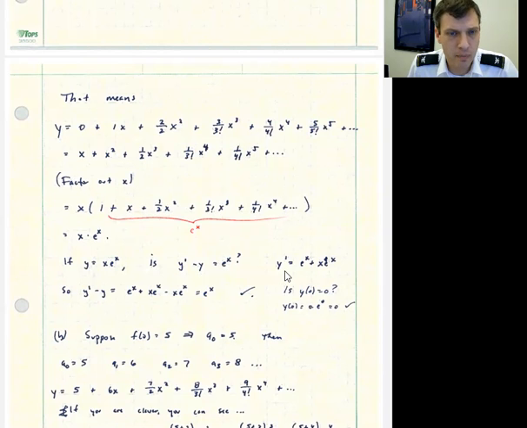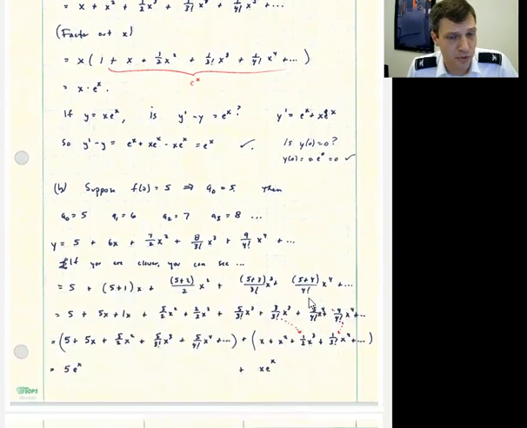Well, y prime, product rule, is e to the x plus x e to the x. So y prime minus y is e to the x plus x e to the x minus x e to the x. Yeah, that's e to the x. It worked. Check my initial conditions. Is y of 0 really 0? I'll plug it in. y of 0 is 0 times e to the 0. Yeah, that's 0. It worked.